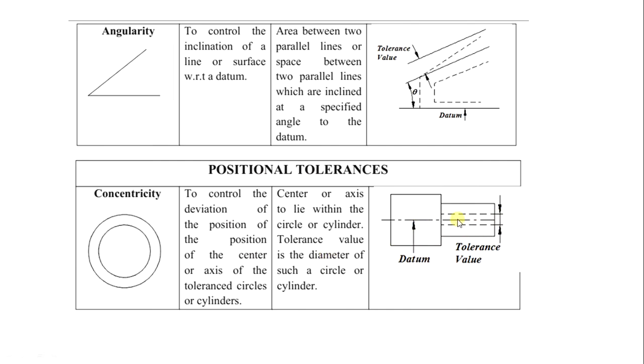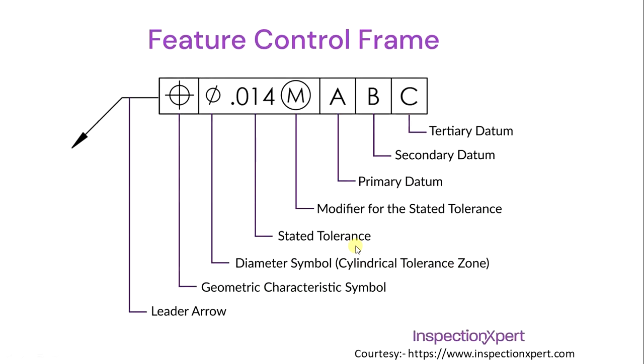So perfectly, this round surface should be perfectly concentric with this round surface. If we have a reference round surface over here, then this axis may vary accordingly. So to control the deviation of the position of the center, that is our axis tolerance circle. Now the important part: the feature control frame.